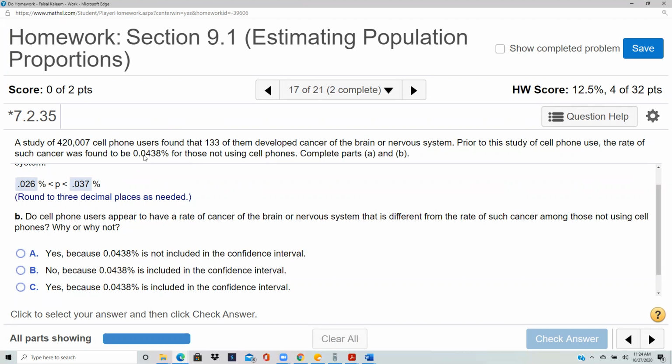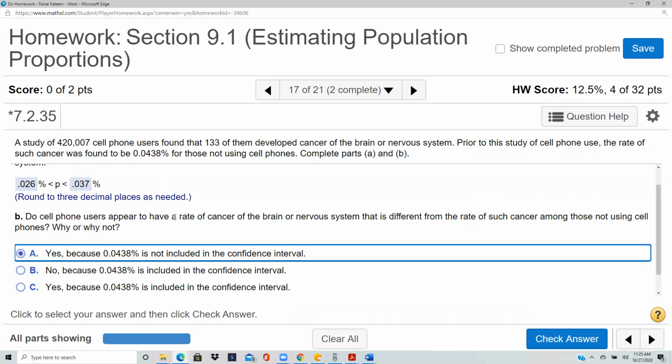So if the non-cell phone users' rate lies outside this interval, then yes, we have evidence to say that it's different for the cell phone users than non-cell phone users, because our calculations are telling us that for cell phone users, somewhere between 0.026% and 0.037% get the brain cancer, whereas the non-cell phone users' rate is completely outside this interval. So when they ask, is the rate different? Then yes, because 0.0438 is not included in the interval. But if that value was included in the interval, then you would say that no, they are not different because it's in the interval, then it will be choice B.